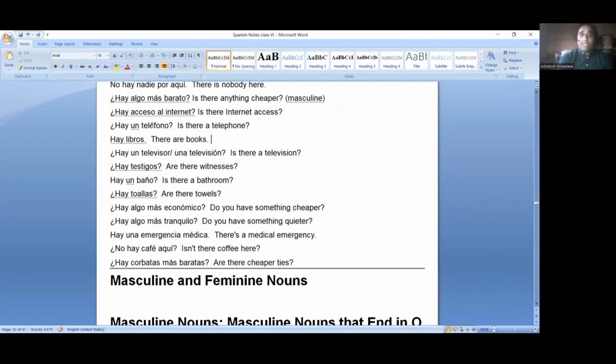Okay, it is teléfono, accent over the e. There are books. Hay libros. Is there a television? Hay un televisor or una televisión. Televisión ends with accented ó and n. It is definitely feminine, so una. Televisor is masculine.